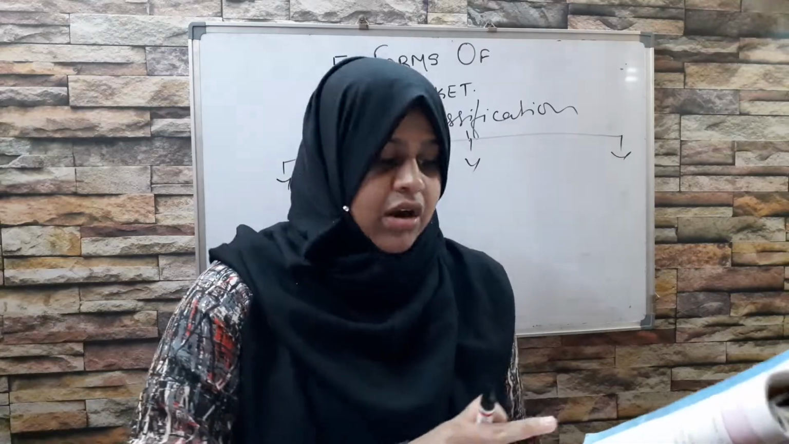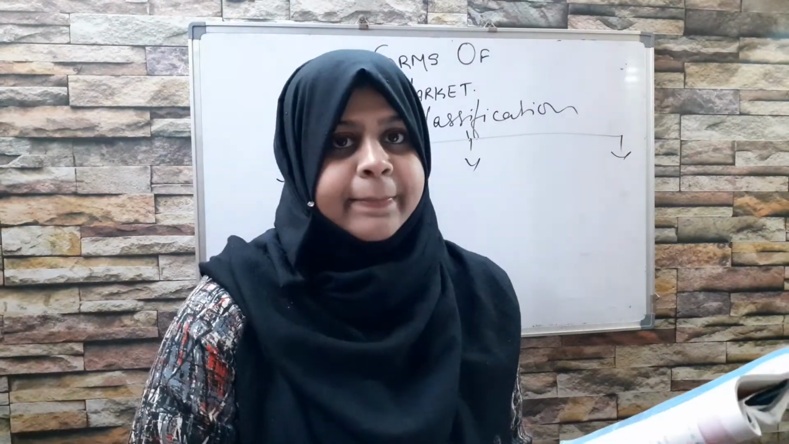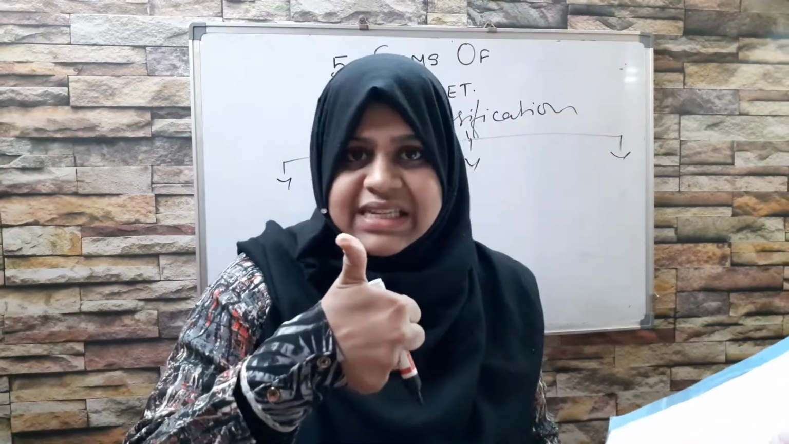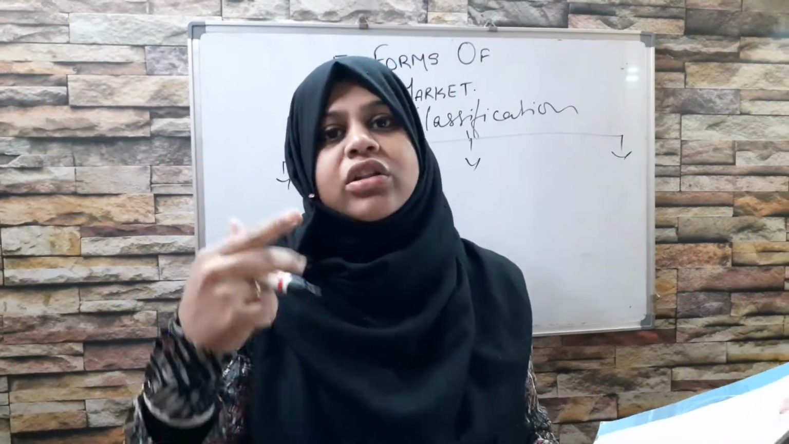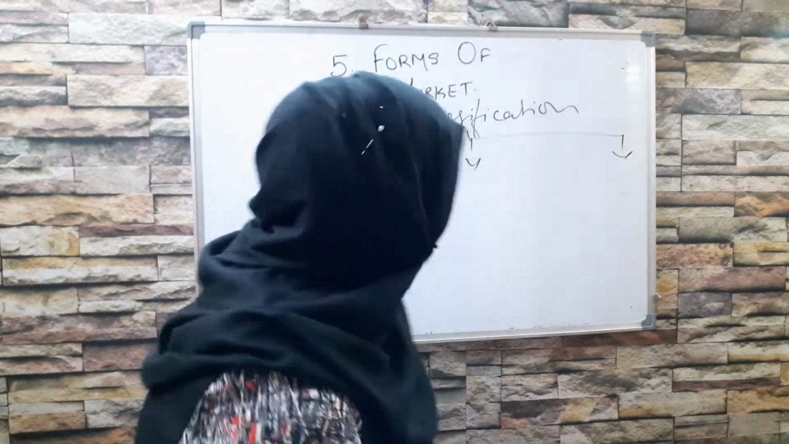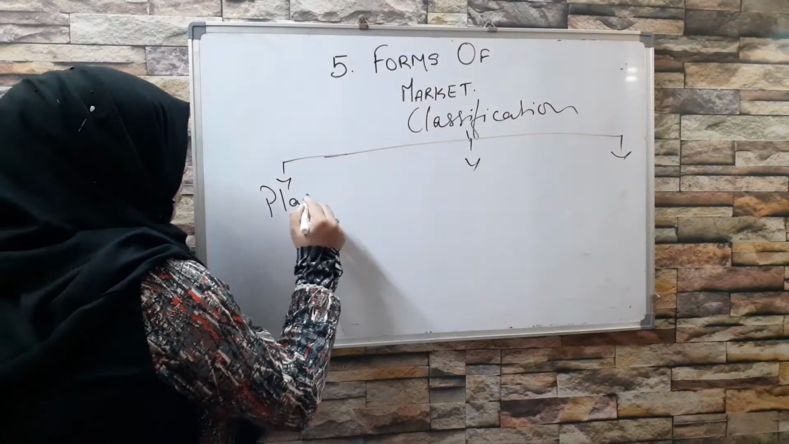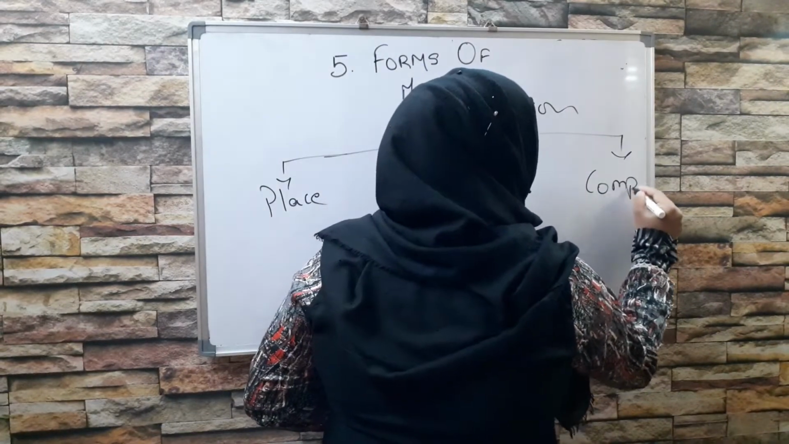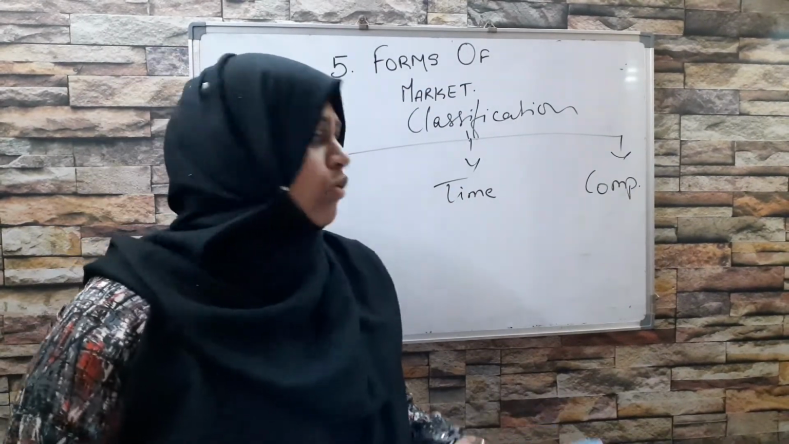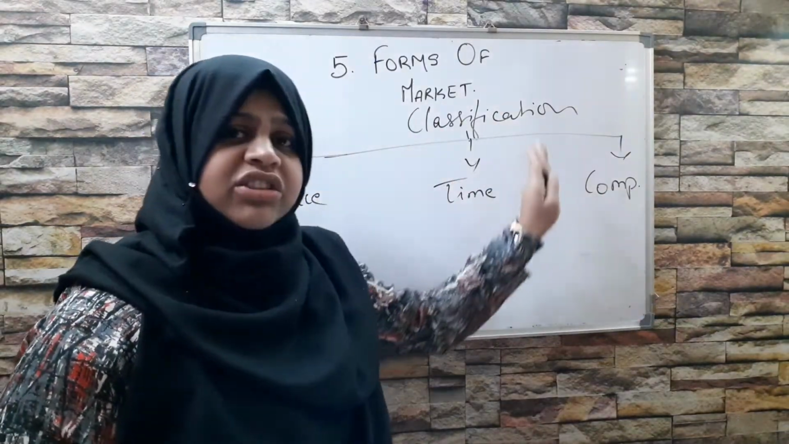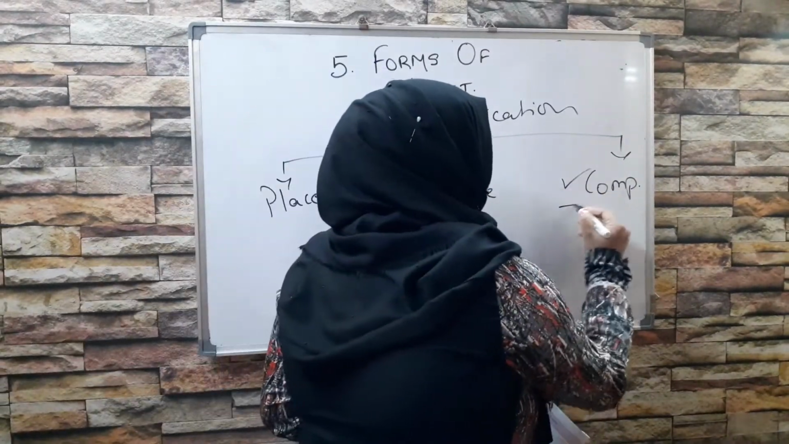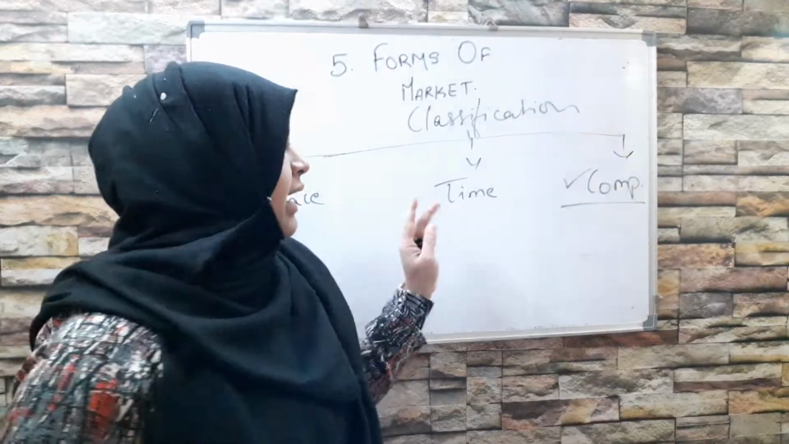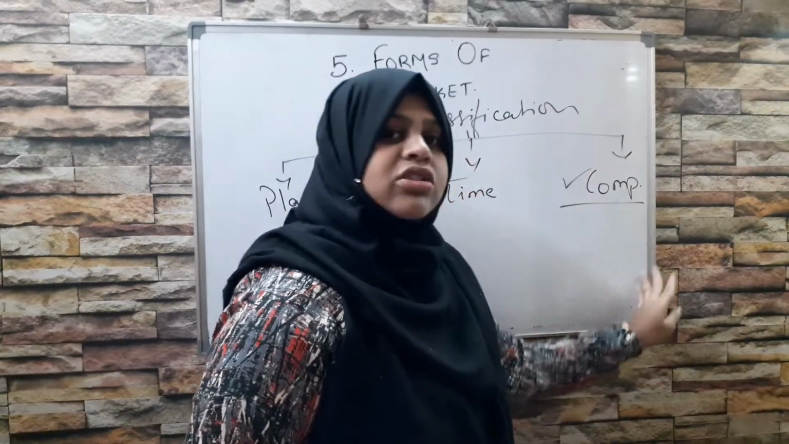The 3 grounds are place, time, and competition. Okay, the markets are classified on the basis of place, on the basis of time, and on the basis of competition. Out of these 3, the entire chapter is based upon competition. Okay, these 2 are just for the knowledge sake. The entire chapter is based upon this competition.